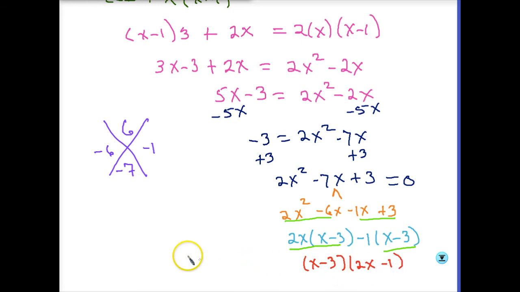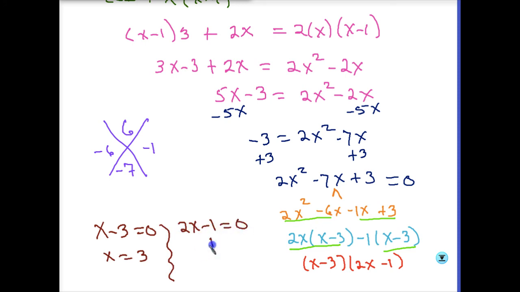If we set each one equal to 0, so I'm going to do x minus 3 equals 0, solve for x, I would get positive 3. And then I'm going to do 2x minus 1 equals 0, so add 1 to both sides. That leaves me with 2x equals 1. Divide both sides by 2, and I get x equals 1/2. Okay, I'm pretty much done.